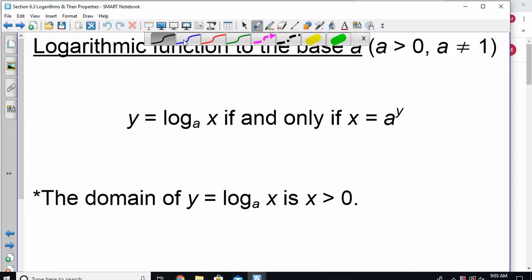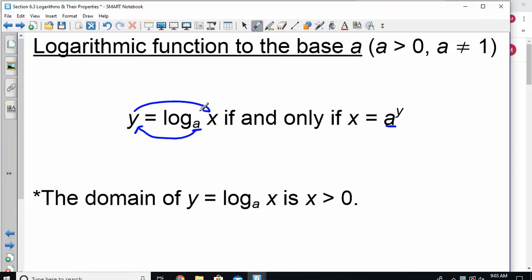You can rewrite a logarithm as an exponential. The base of the log is the exact same as the base of the exponential. And then you just go across the equal sign. So it's a to the y power equals x. So that's how we go back and forth between the log and the exponential.